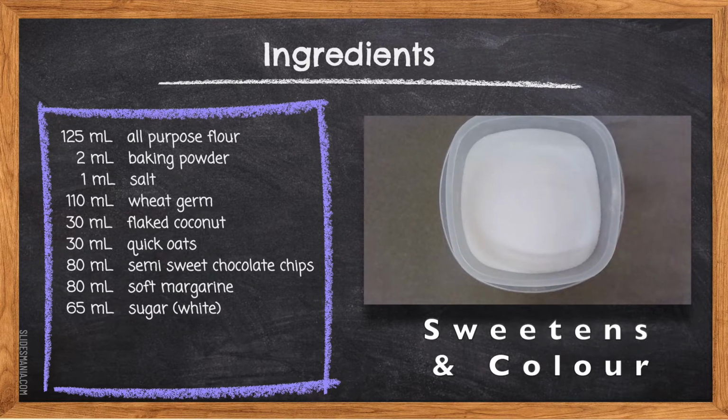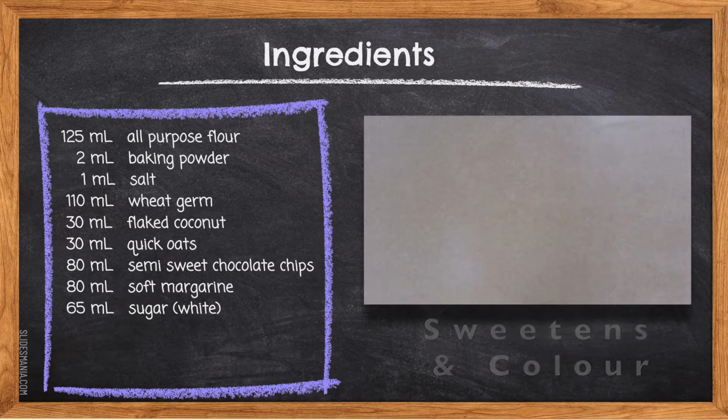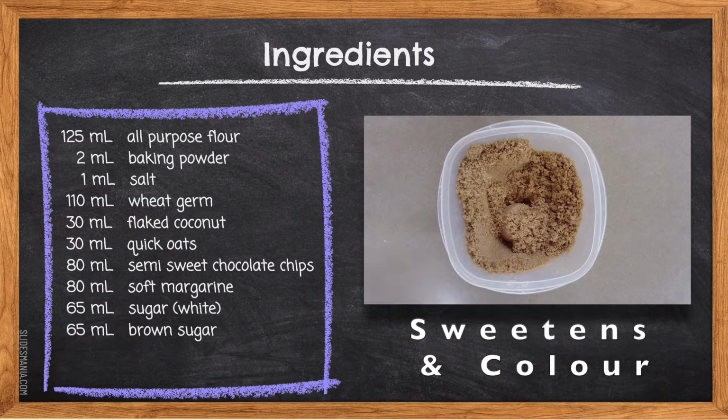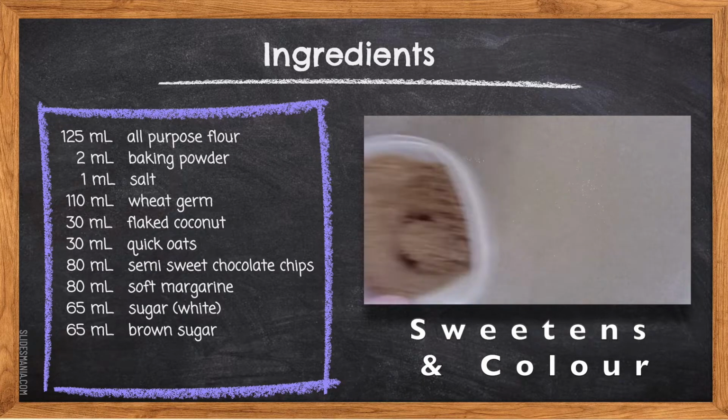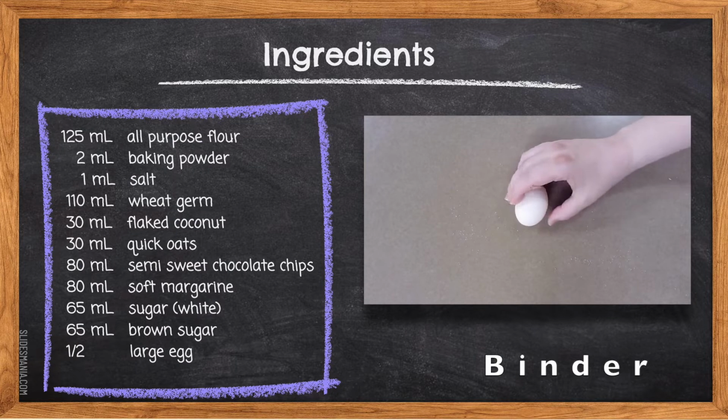65 milliliters of sugar. Sugar sweetens our cookie but also will provide color. As the sugar caramelizes in the oven, it will turn the bottom edge of our cookie golden brown, and this will help indicate to us whether it's done baking or not. 65 milliliters of brown sugar. Brown sugar will help sweeten our cookie, add additional color to the overall appearance of the cookie, and provide an additional flavor of molasses.